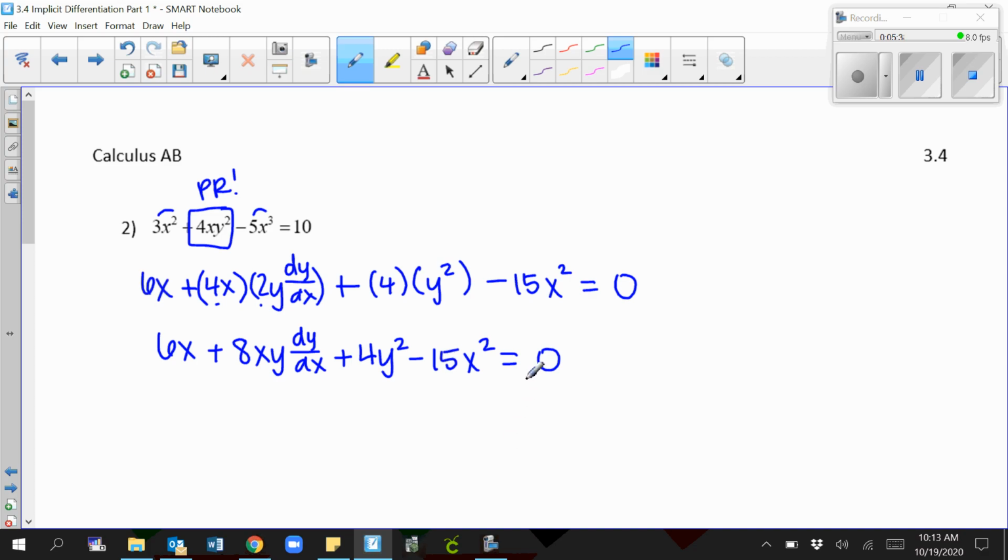So what I'm going to do here is keep my dy dx on the left and move everything else to the right. So I'm going to subtract 6x, subtract 4y squared, and add 15x squared.